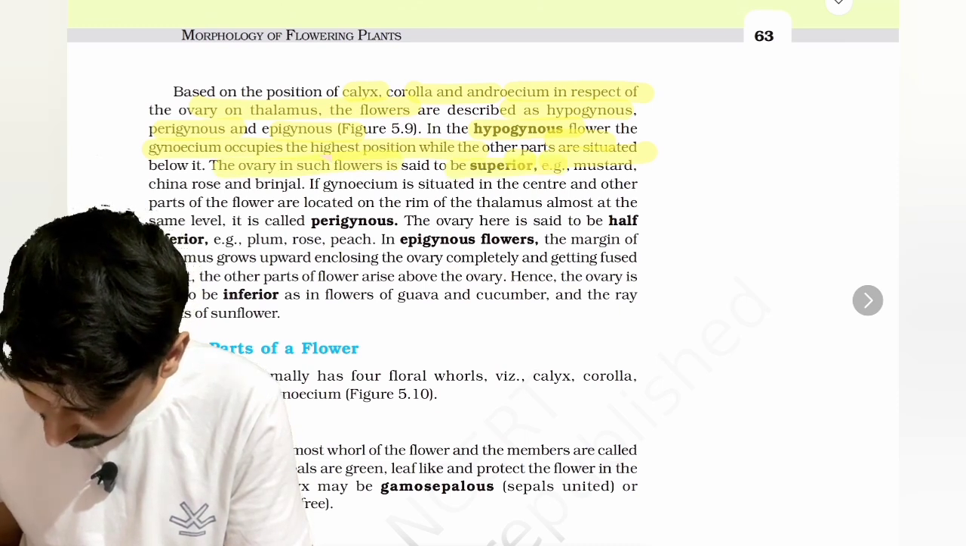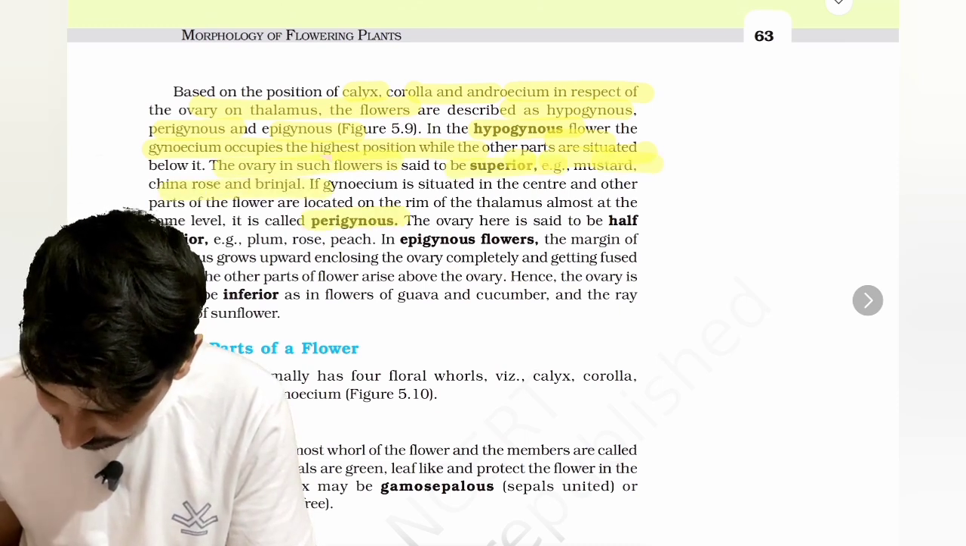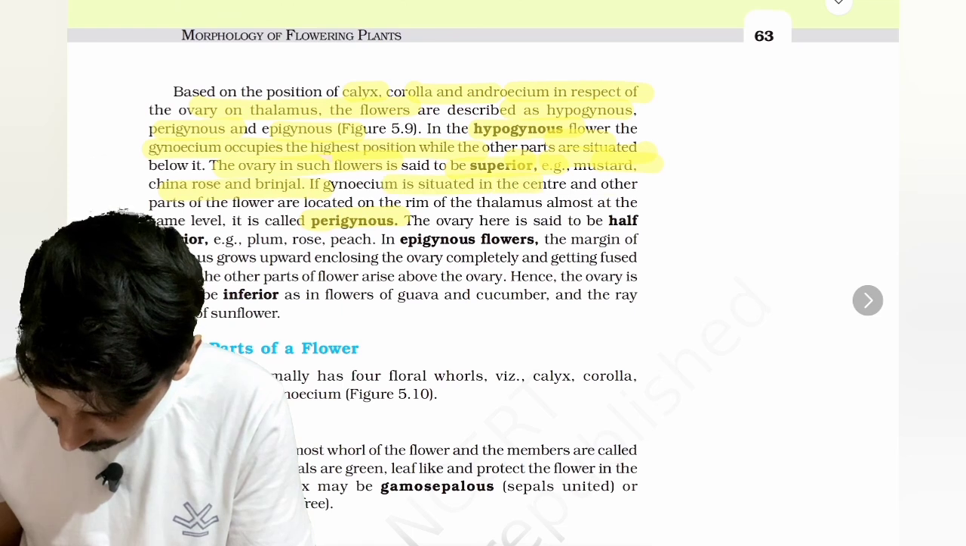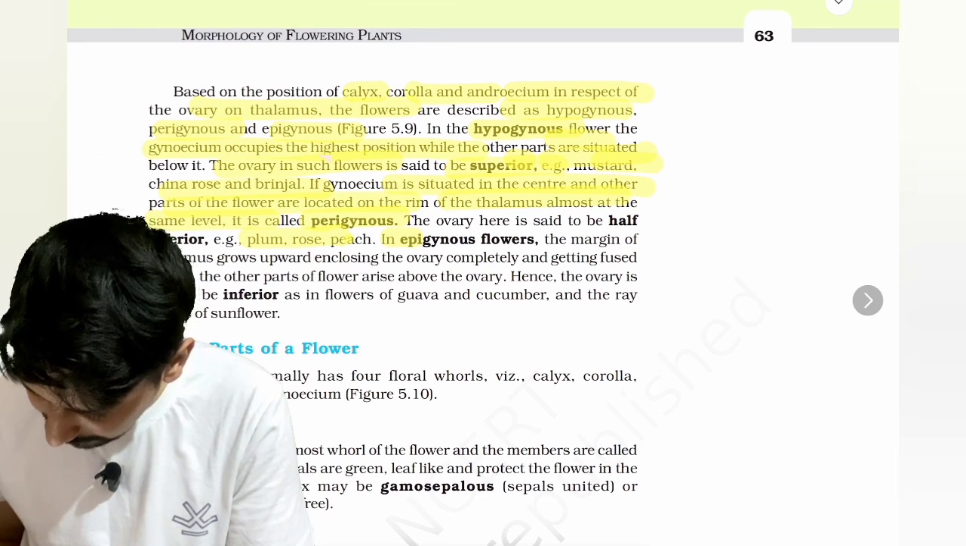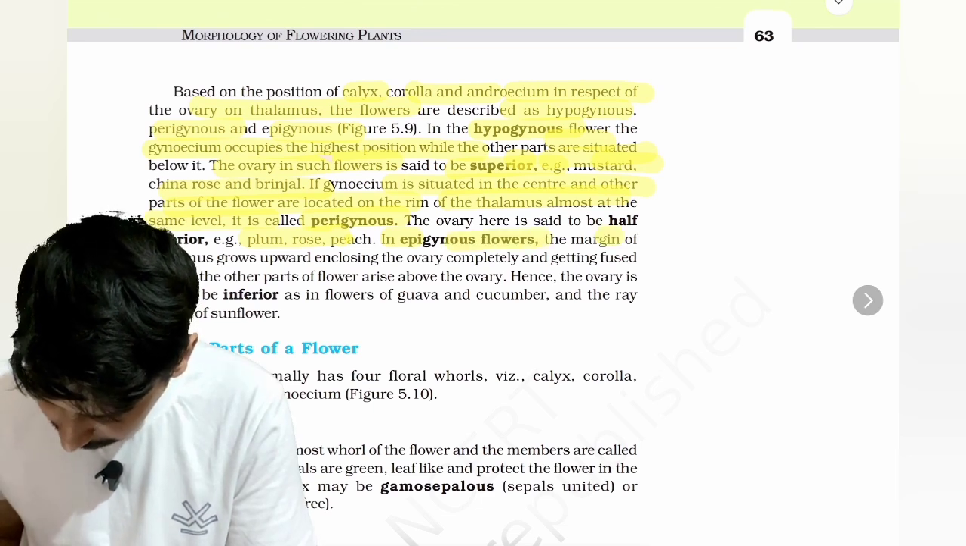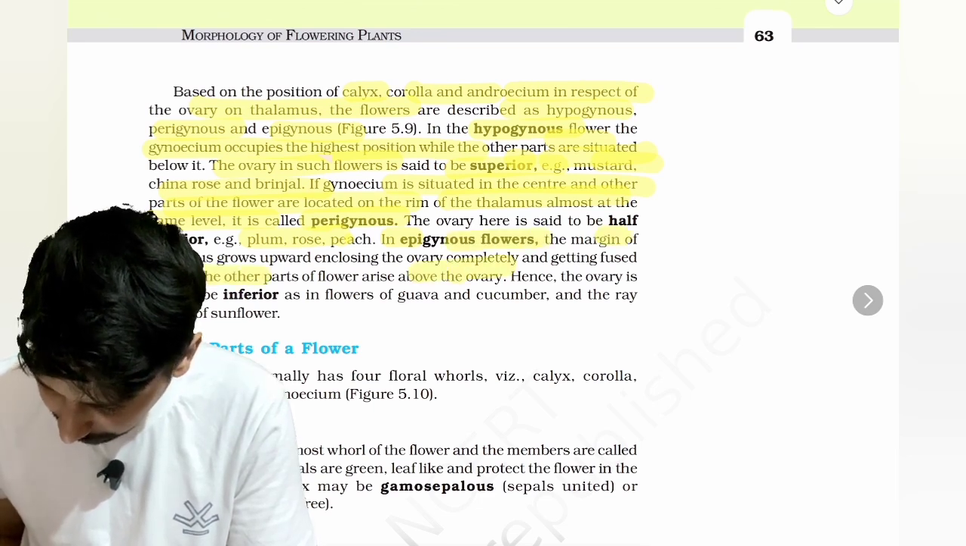Perigynous example: you can see the gynoecium situated in the center and other parts located on the rim of the thalamus, almost at the same level. Examples are plum, peach. Epigynous example: margin, you can see here. Examples are sunflower, guava, cucumber.